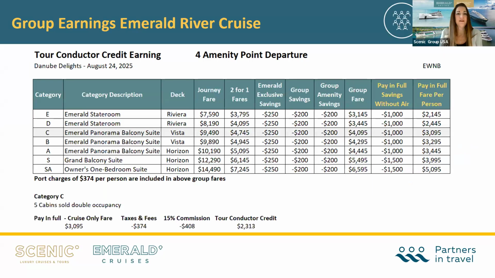Once you have that group agreement, this is an example of the chart you're going to get. It shows all the categories of staterooms, and then you'll see the current promotions listed, which is the 2-for-1 fares going on right now.